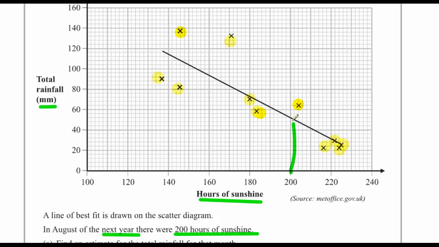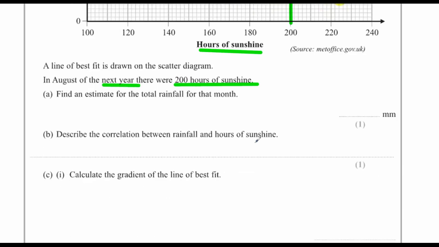So we go to 200 hours, we go up, and then we go across, and we need to check our scale out here. It looks like to me it's going up in 4s, but let's check it out. Okay, so if it goes to the middle, that's 50. So 40, and then it goes up 44, 48, and then half. So 44, 48, 52 is where we're at. So that is our answer for the estimated rainfall in millimeters. Okay, it's already got millimeters for us.